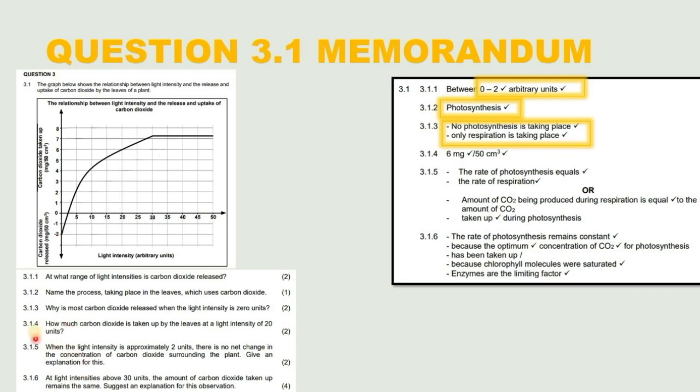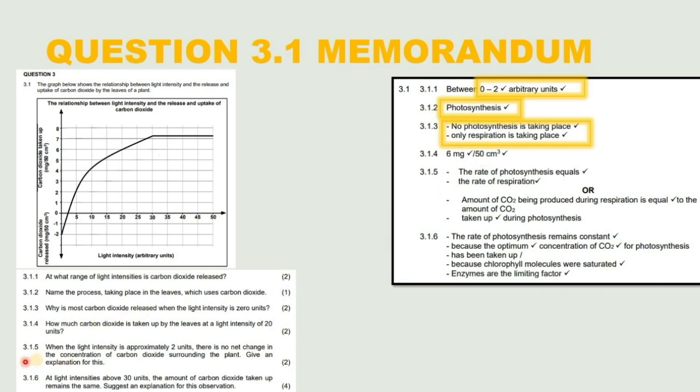Then question 3.1.4, how much carbon dioxide is taken up by the leaf at a light intensity of 20 units? So if you find 20, you read upwards and you get a reading there of 6 milligrams per 50 centimeters cubed. So please remember that unit, that's very important.